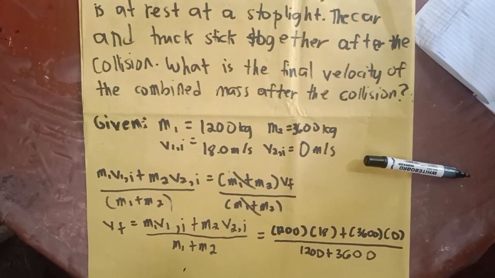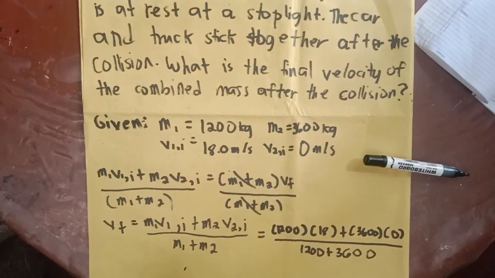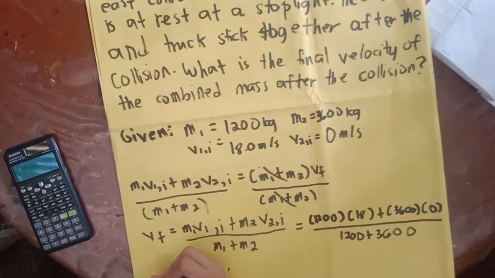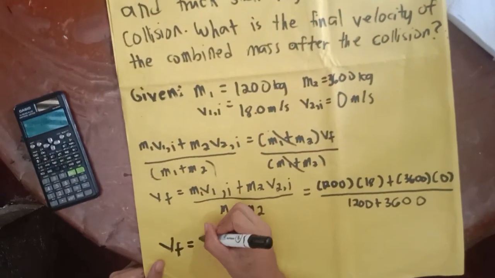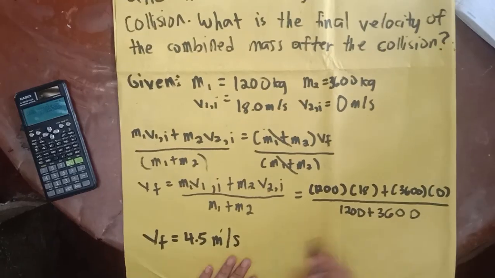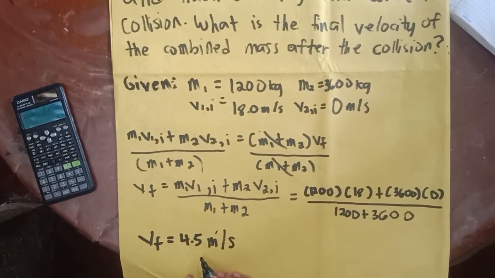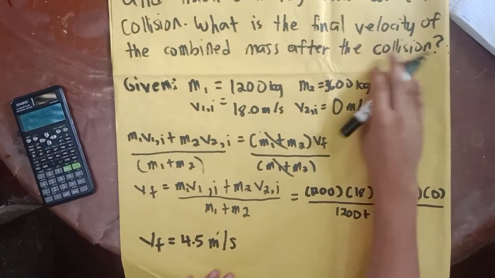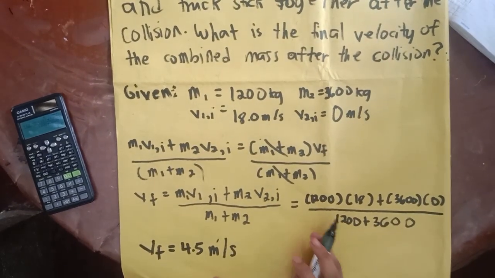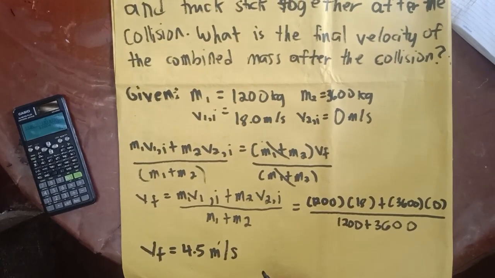So our final answer is 4.5 meters per second. This is now our final answer, 4.5 meters per second, the final velocity of the combined mass after the collision of the two cars. And that's all for today's topic, collision. Just remember, elastic means bounce apart and inelastic means stick together.